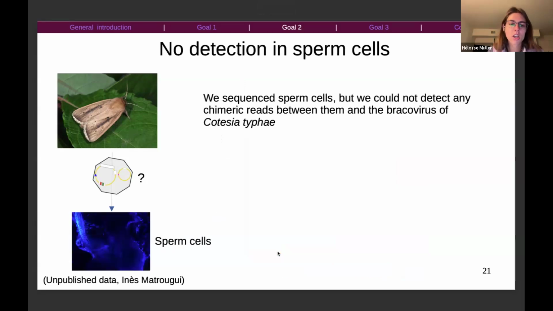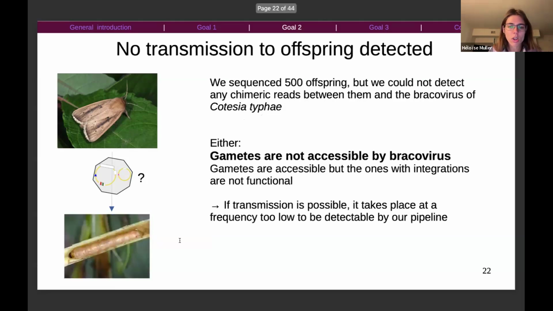So after this, she used a method to sequence only the sperm cells of the males. And here, she could not find any chimeric reads. So taking all those results together, we can conclude that we could not detect any transmission because the gametes are not, or at least very little, accessible by bracoviruses. So those results do not prove that transmission is impossible. What they show is that if it's possible, it takes place at a frequency which is way too low to be detectable by our pipeline.